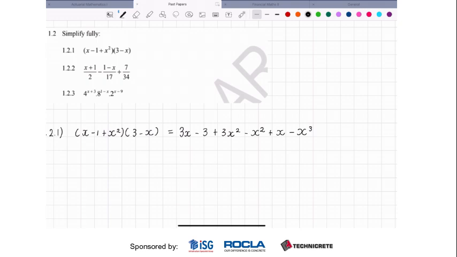Then I'm going to collect my like terms. So I've got this term that's got an x in it, and then this one's got an x in it, so 3 plus 1 is 4x. Then I'm looking at my constants. I've got minus 3, and that's the only one I have. And then my x squares, I've got a plus 3 and I've got a minus 1, so that's plus 2. And then the last one is minus x cubed.